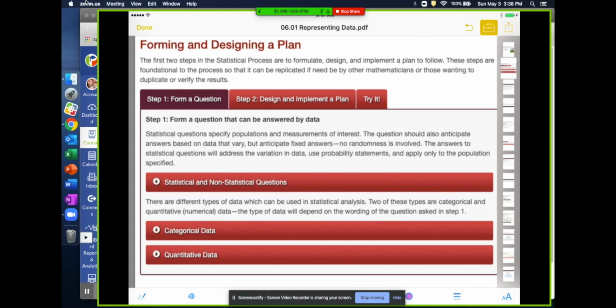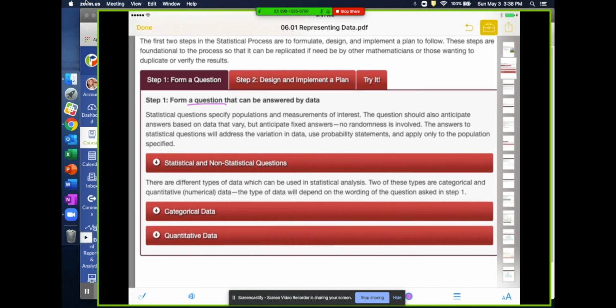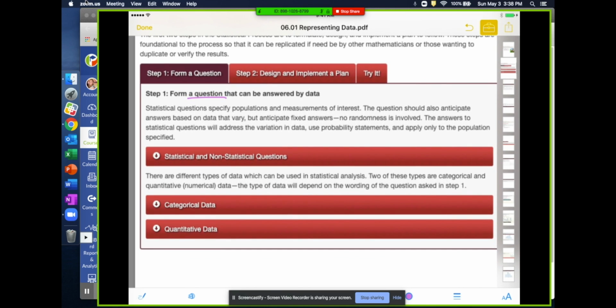So then step 1 is to form a question that can be answered by data. So statistical questions specify populations and measurements of interest, so whatever you're interested in. The question should also anticipate answers based on data that vary, but anticipate fixed answers. No randomness is involved. The answers to statistical questions will address the variation in data, use probability statements, and apply only to the population specified.